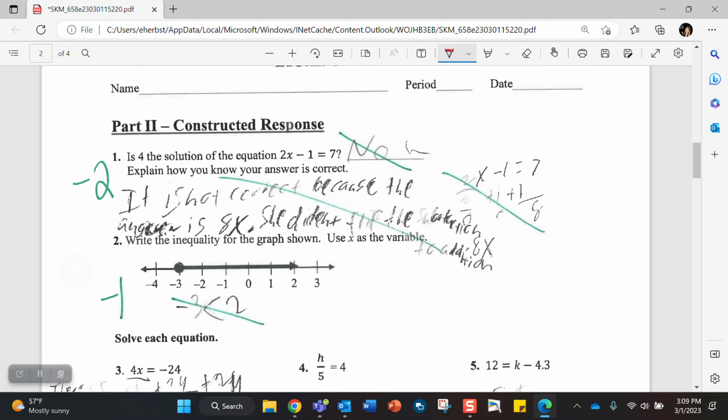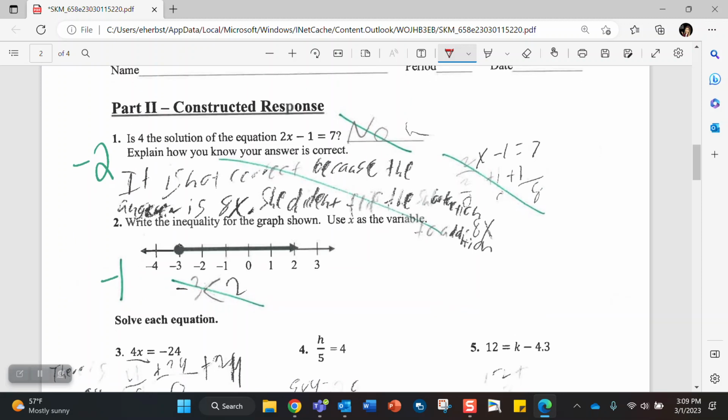On step number 1, students could either solve the equation or plug 4 in. It's asking if 4 is the solution. So again, if I look over here, he started to solve it correctly. He added 1 to both sides and he got 8. He should have brought down the 2x. So we would have 2x equals 8.